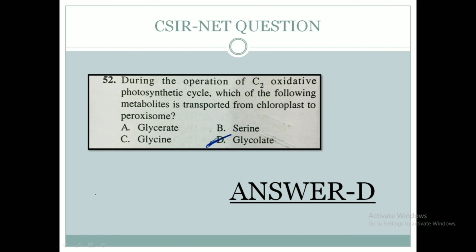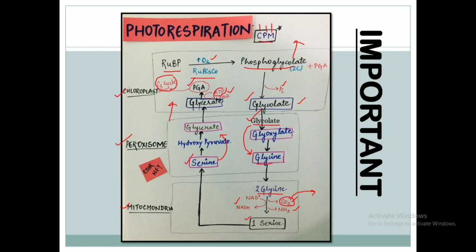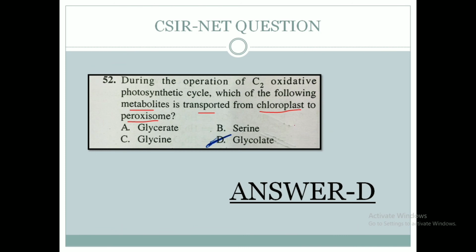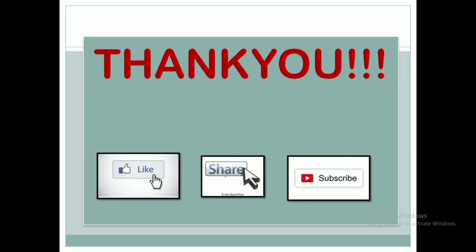So let's discuss a previous year question related to the topic. The question is asking about the metabolite which gets transported from the chloroplast to the peroxisome. As we have already discussed, from the chloroplast to the peroxisome, it is glycolate which gets transported. So the correct answer for this question would be option D, that is glycolate. With this, we are done with the complete process of the dark reaction and also photorespiration.